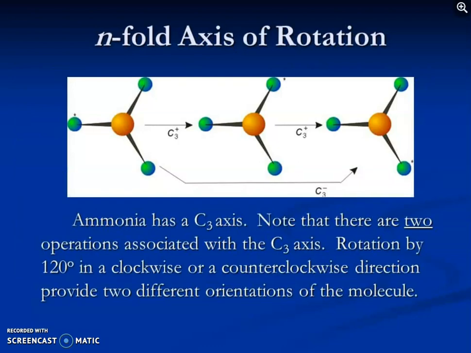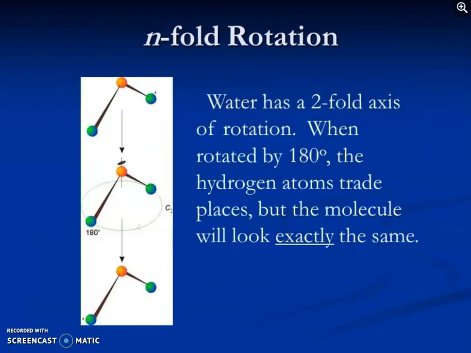If you have ammonia, ammonia has a C3 axis. Note that there are two operations associated with the C3 axis. Rotation by 120 degrees in a clockwise or a counterclockwise direction provides two different orientations of the molecule. Now, n-fold rotation. Water has a two-fold axis of rotation. When rotated by 180 degrees, the hydrogen atoms trade places, but the molecule will look exactly the same.